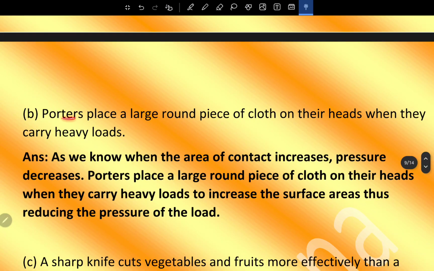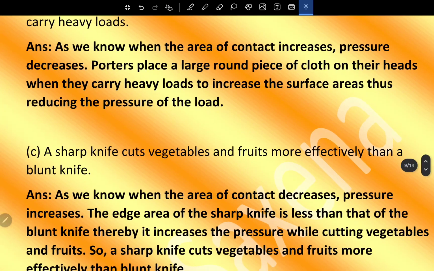Question number 2. Porters place a large round piece of cloth on their heads when they carry heavy loads. The same reason, as we know, when area of contact increases, pressure decreases. Porters place a large round piece of cloth on their heads when they carry heavy loads to increase the surface area, thus reducing the pressure of the load.